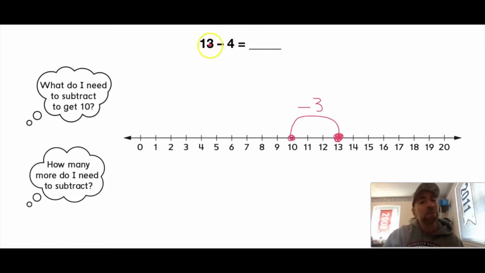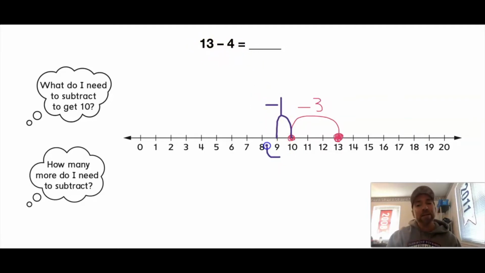But my problem isn't 13 minus 3, because that's what I just did so far. My problem's 13 minus 4. Well, I already subtracted 3. How many more do I need to subtract? Well, I need to subtract 1 more in order to subtract a total of 4. So minus 3 and minus 1 more is going to give me minus 4. And that's what my problem is, 13 minus 4.